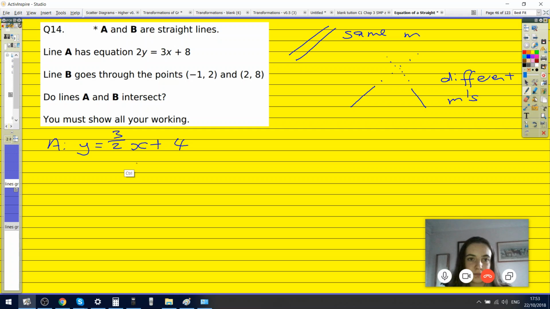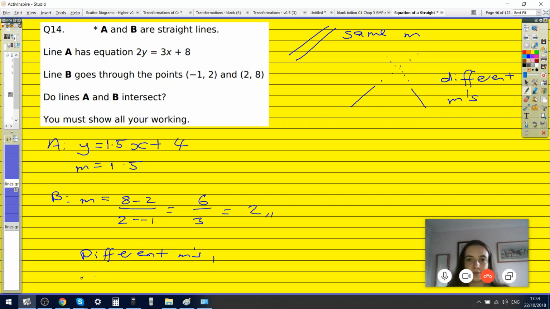Okay, and B. y equals... Or I suppose we should say for A, what is the gradient? 1.5. Okay, and now we'll move on to B. What do you have to do here? 8 minus 2, then 2 minus 1, which is 6 and 3, which is 1/2. That's 3 over 6. 2. Yeah. 2. So different gradients, so they intersect. Any questions there? Nope.